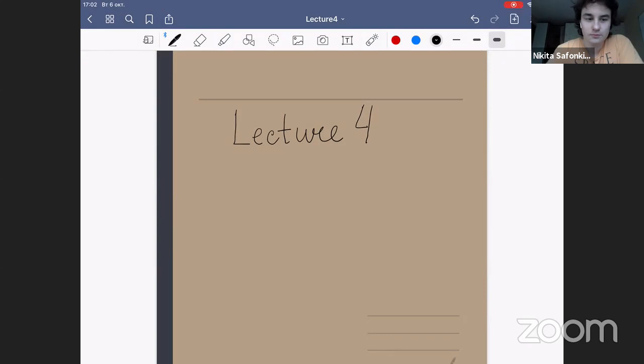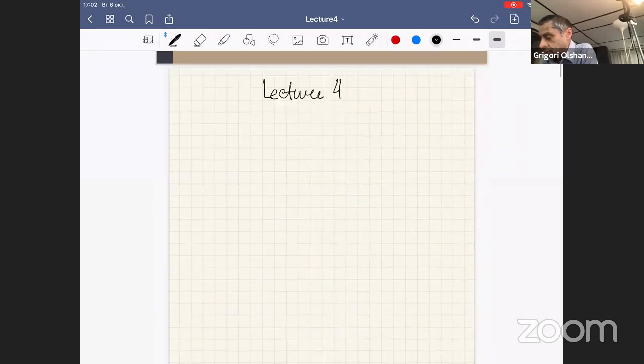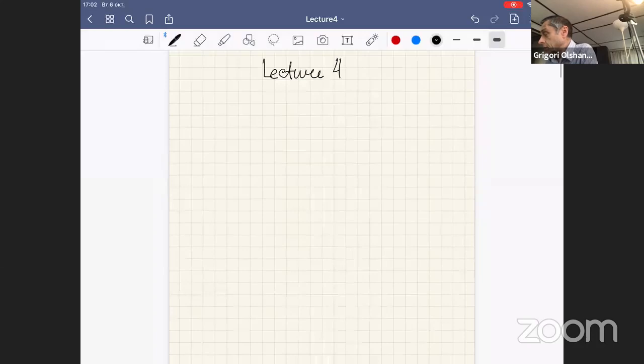Хорошо, тогда я начинаю. Okay, so today we have two themes. First of all, I would like to finish the subject related to large n limits of normalized characters, and then we will begin a new subject. So I recall this topic.